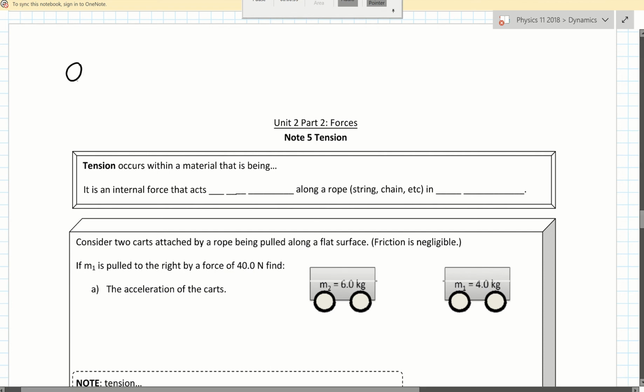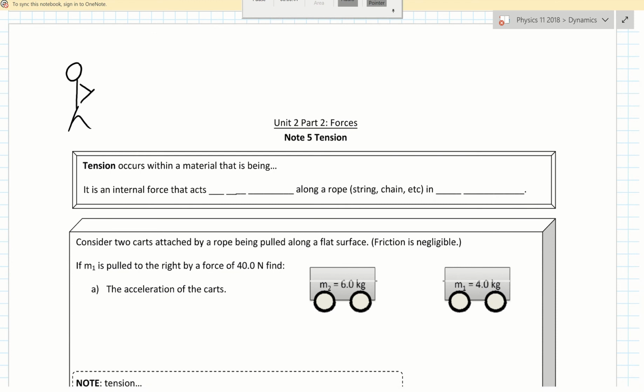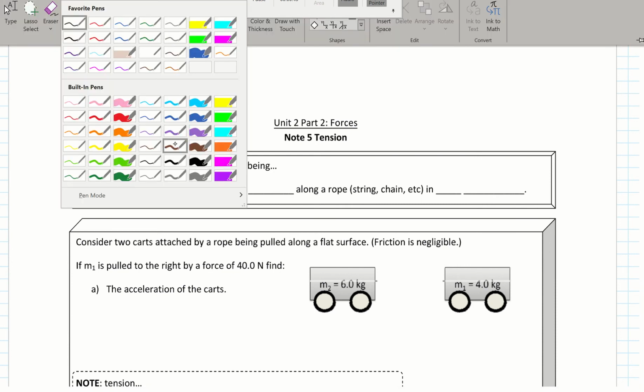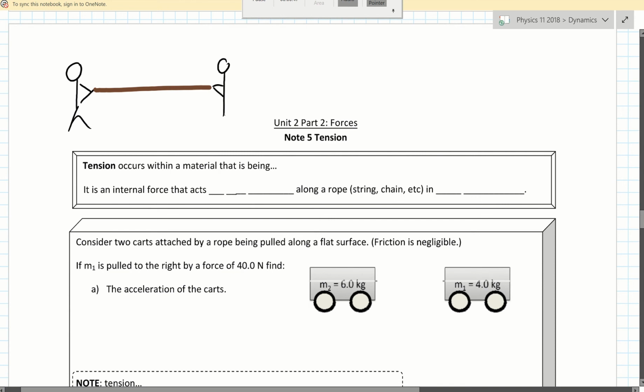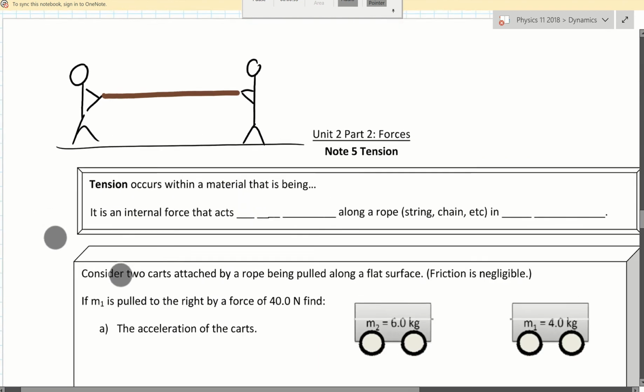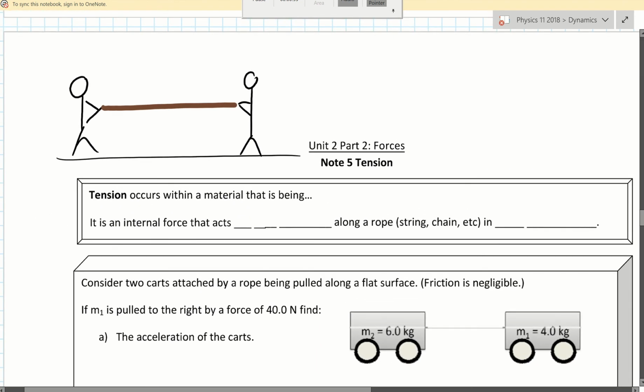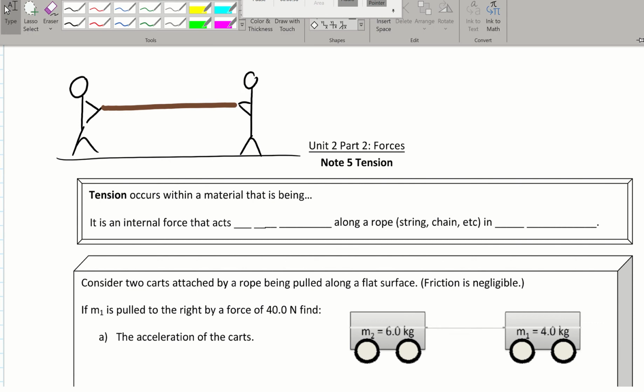For example, let's say you have two people participating in a game of tug of war. There could be a rope between the two of them, and they're pulling it toward their respective directions. Within this rope, there will be a tension force. Which way it points depends on who you ask.